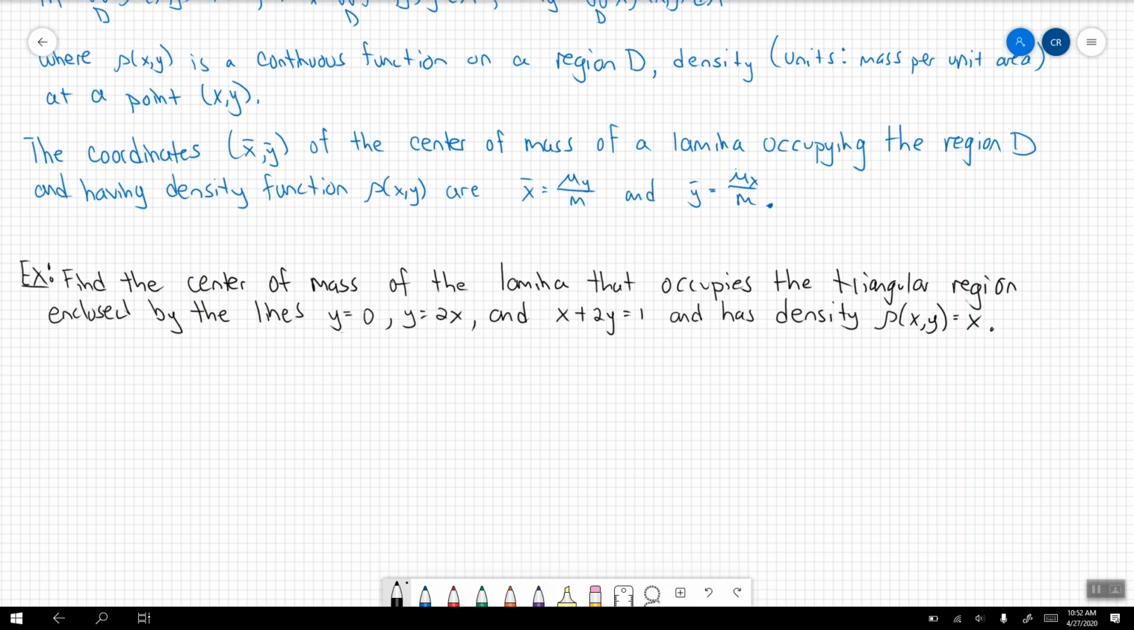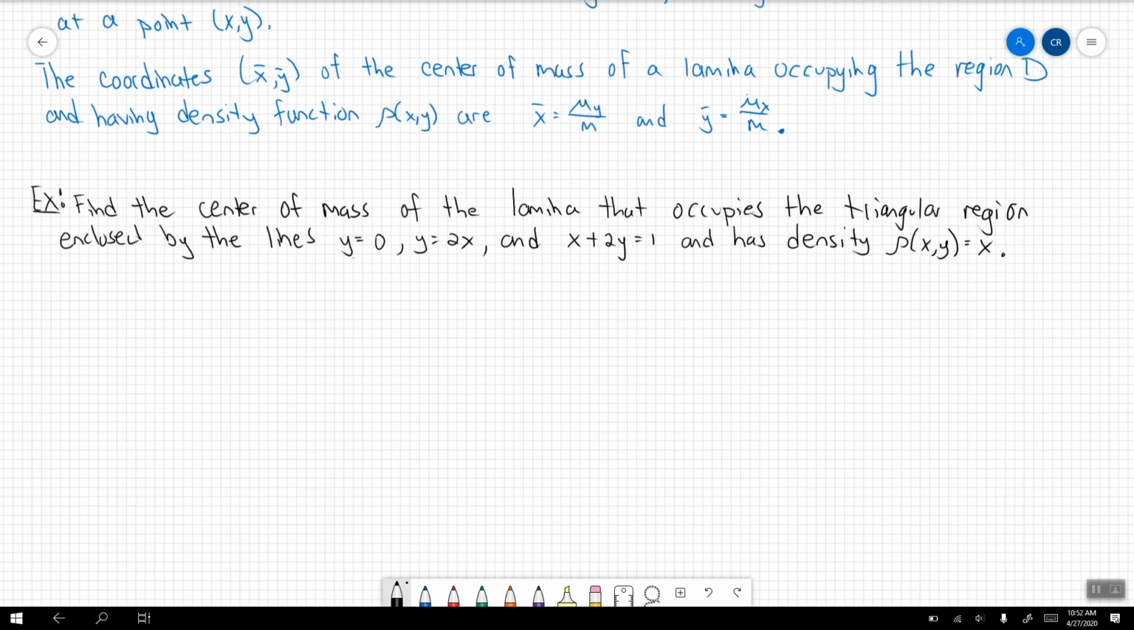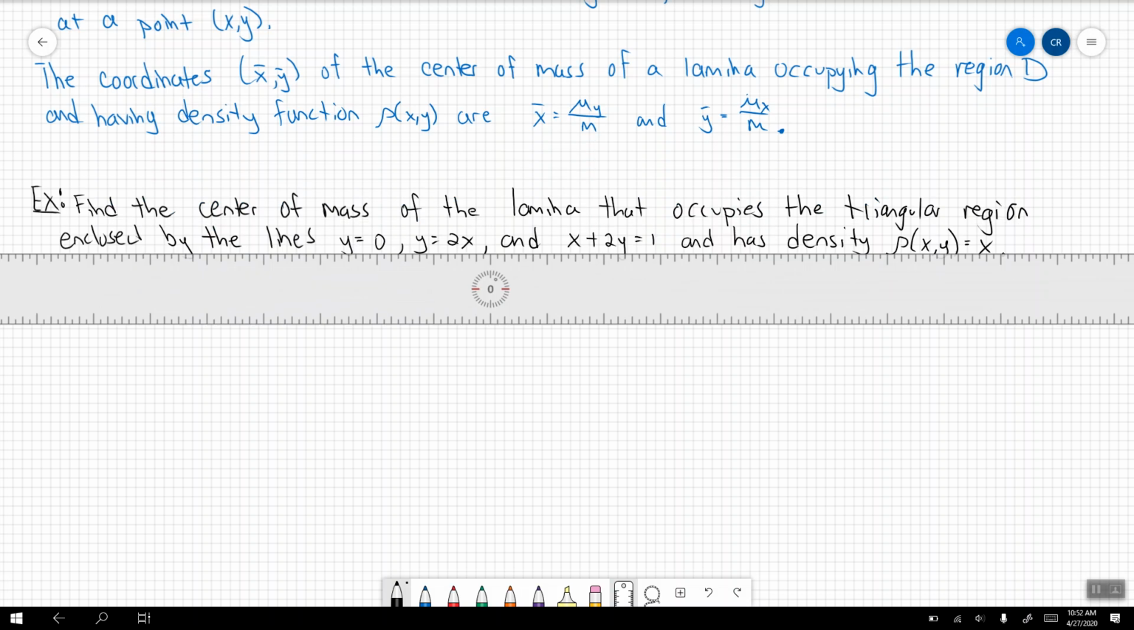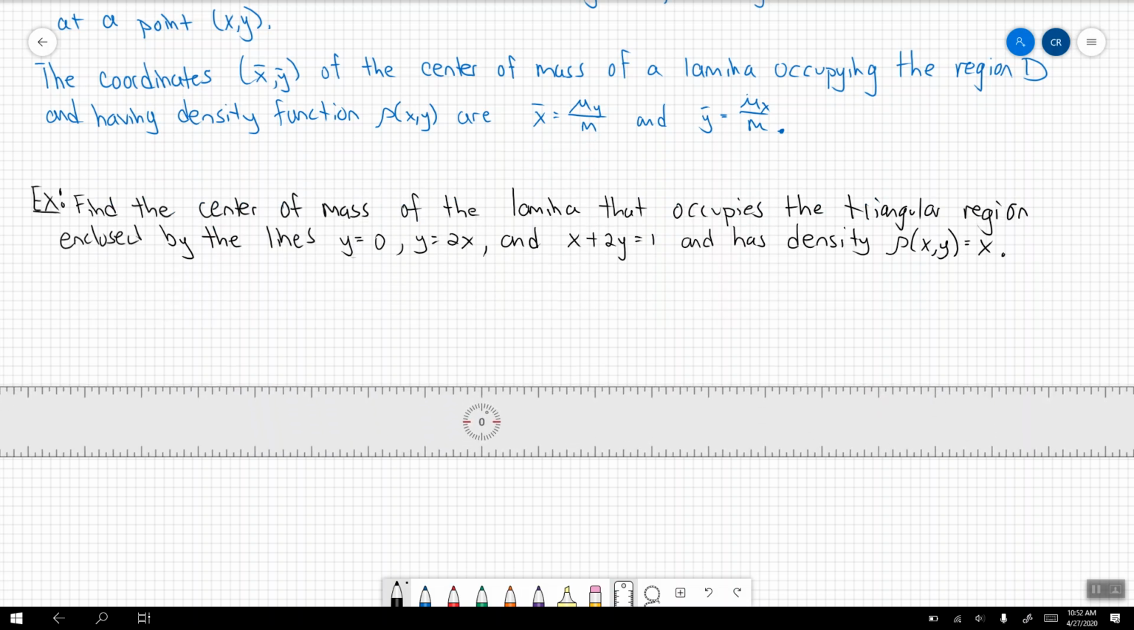So when I'm looking at this, I want to make sure I graph this. Alright, so let's try and sketch this domain, or this region D. Let's see if we can get this done.